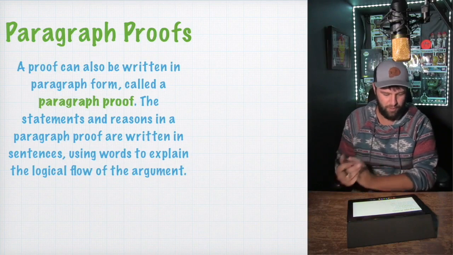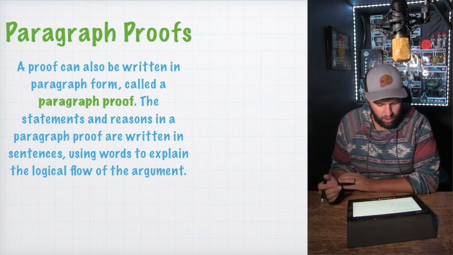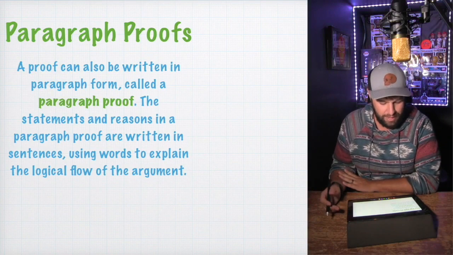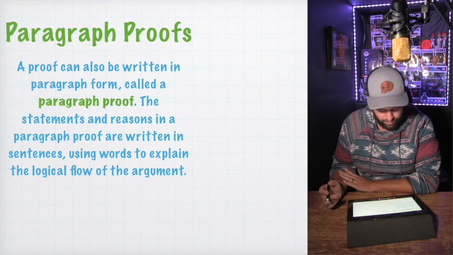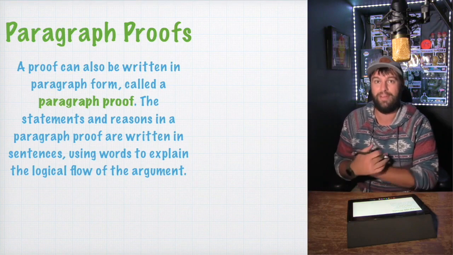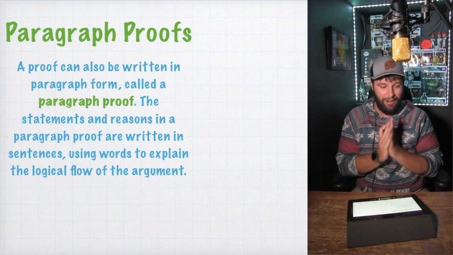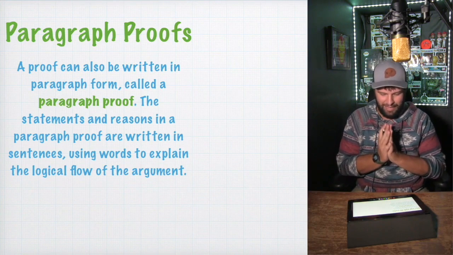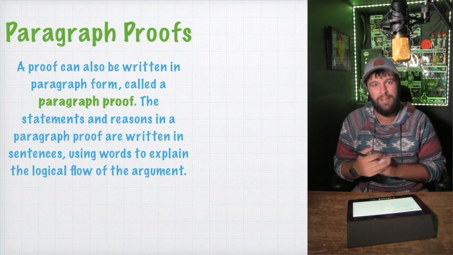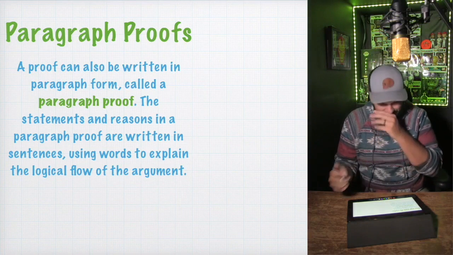So, paragraph proofs. A proof can also be written in paragraph form, called a paragraph proof. The statements and reasons in a paragraph proof are written in sentences using words to explain the logical flow of the argument. This is by far my least favorite type of proof. I am a two-column proof guy through and through. So let's just go ahead and get this done.